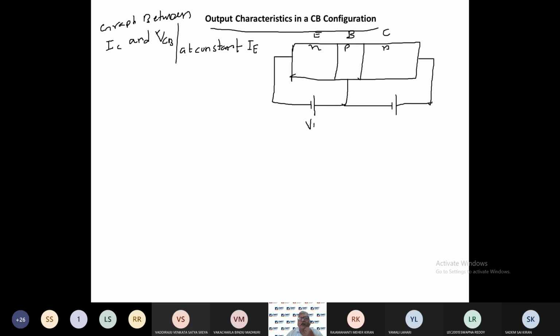This is VEE. This is VCC. Here, between base and collector, you will find a voltage drop, that is your VCB. And at the collector terminal, you will have the collector current IC. So the graph between VCB and IC, right?